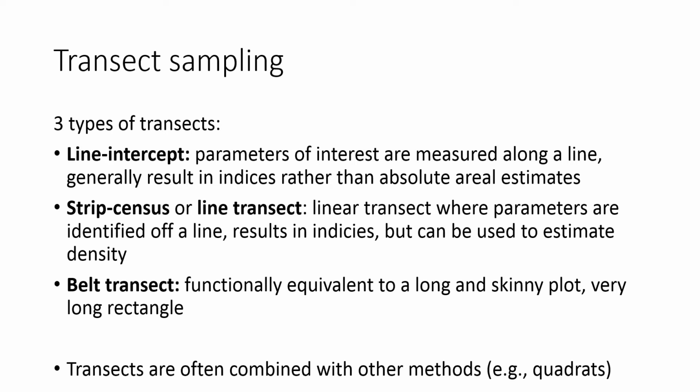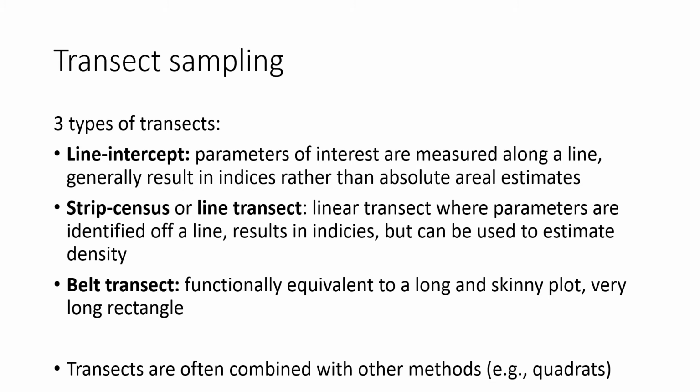A strip census or a line transect is one you'll read about in, I can't remember what the paper is, I think it's Keeping and Pelletier, where you basically have a linear transect, and then you identify a distance off of a line, and there's some math that allows you to calculate densities off of that. It often results in indices, but you can use it for density.